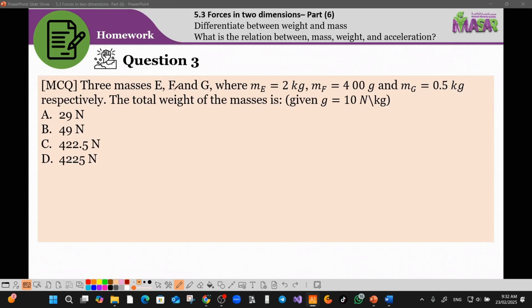Question 3, three masses E, F, and G, where the mass of E is 2 kilogram, the mass of F is 400 gram, and the mass of G is 0.5 kilogram. The total weight, the total force of gravity of the masses, is given by. Now to find the total weight, we need first to find the total mass, and the total mass is given by the mass of E plus the mass of F plus the mass of G.